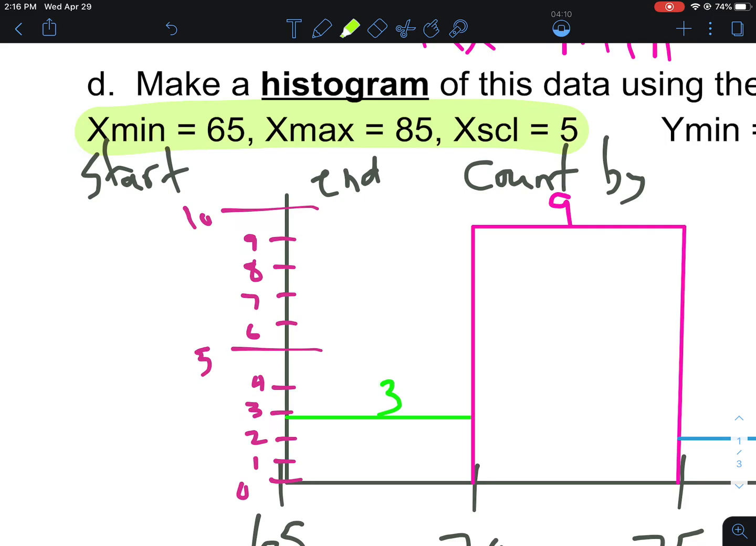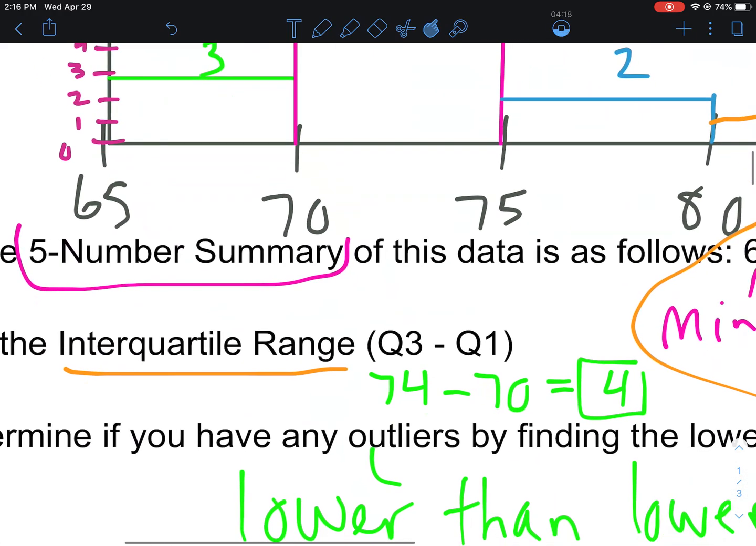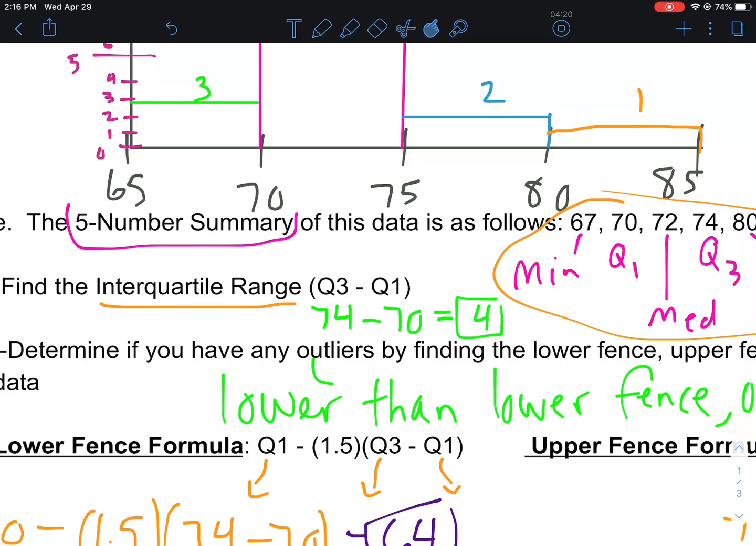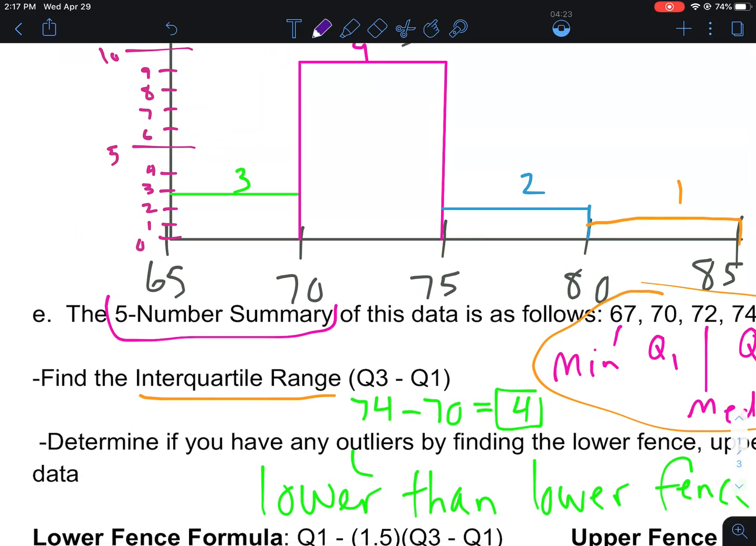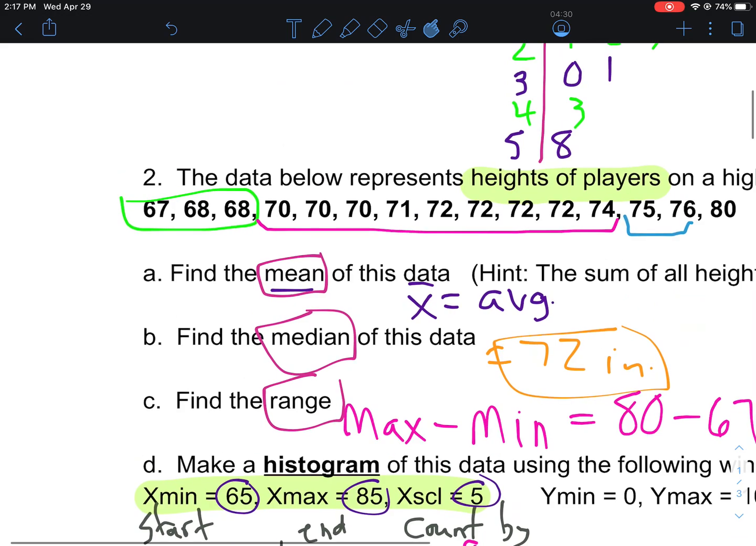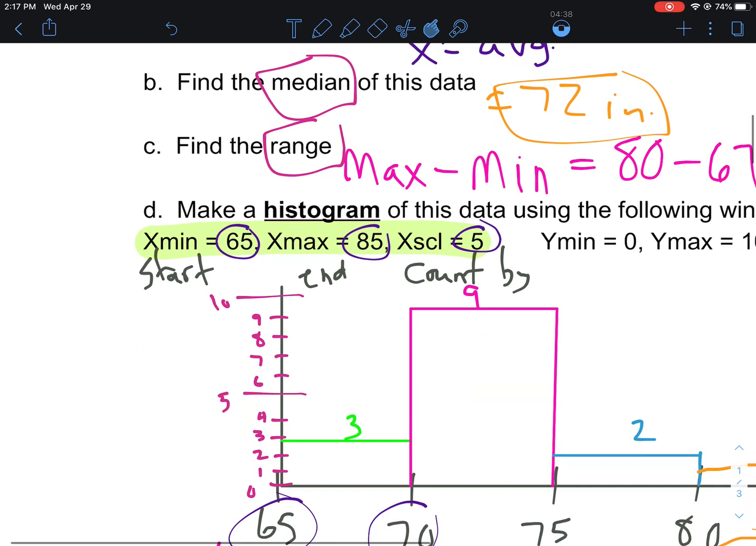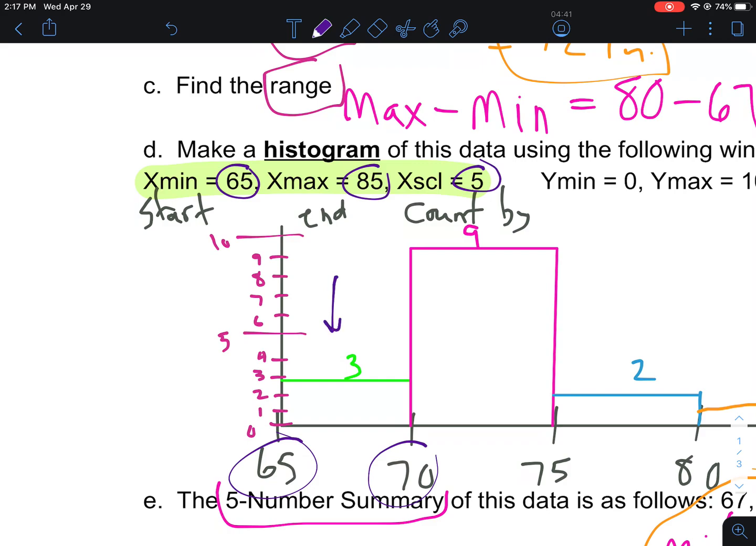So what this information means is starting at 65 and counting by 5, that's what scale means, end at 85. So that's what we did here. That's what you see in gray. And in between these numbers, 65 and 70, you're going to count how many players were between those two data points. So if I go up here, how many were between 65 and 70, are those three. That's why they were boxed in green to begin with, and that's why that bar goes up to a height of 3 right here.